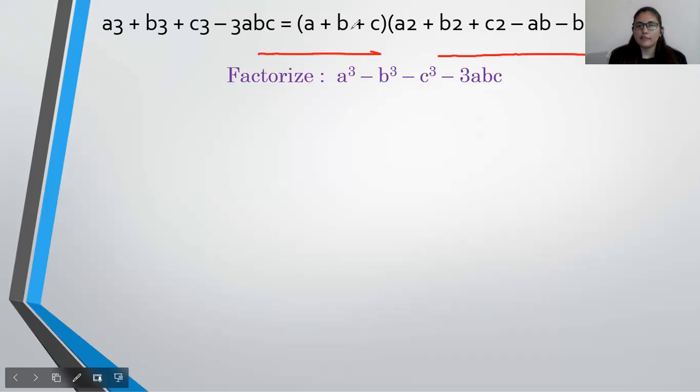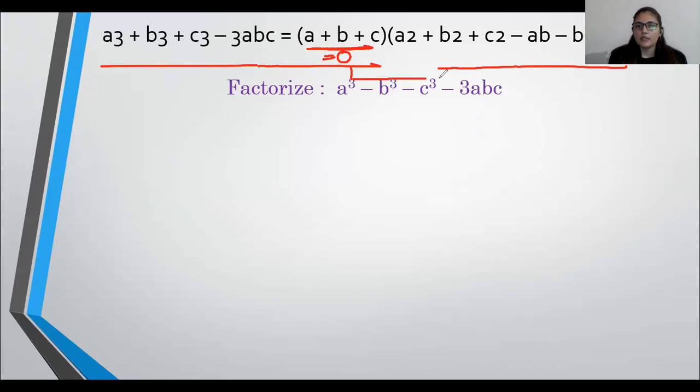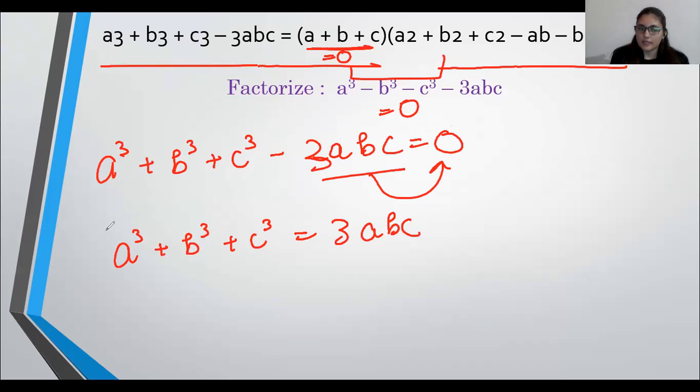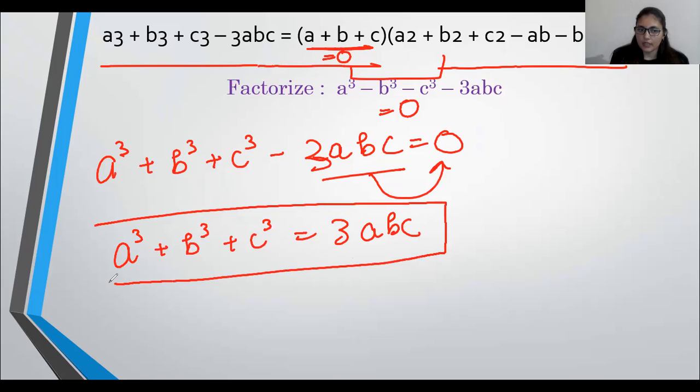If A plus B plus C is 0, then, like we know, if any number is multiplied by 0, you will get 0. So you will get A cube plus B cube plus C cube minus 3ABC as 0, right? We can take this term to the other side. So you will get A cube plus B cube plus C cube as positive 3ABC. That's the result that we can use.